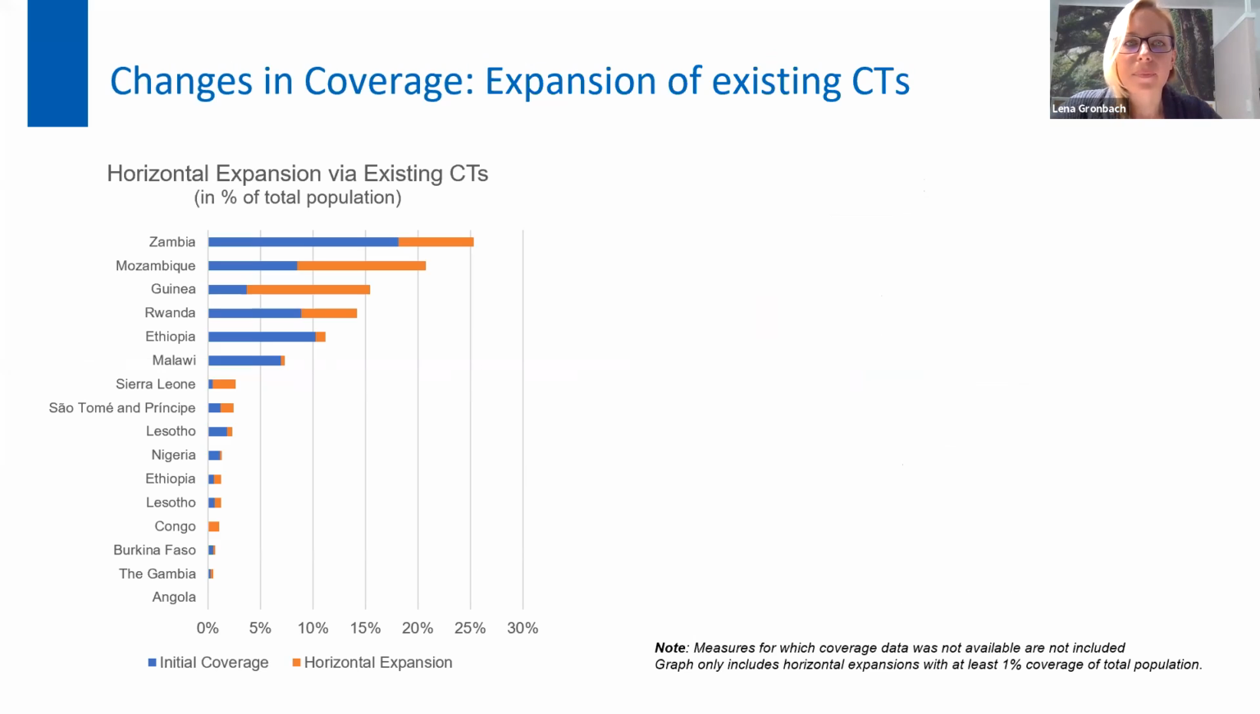Okay, and then the other approach to expanding coverage was expanding existing programs. And this graph now looks specifically at cash transfers, so not food. And what you see on the left are basically the initial coverage as percentage of total population in blue, and then the announced expansion in orange.